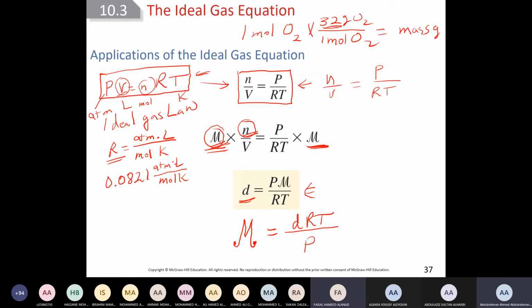So what's D? The density. What's the unit for density? Gram per liter. Don't forget the volume was in liter, and the density must be in gram per liter. If it's gram per milliliter, you have to change it to liter. What's the unit for T? Kelvin. And P? Atmosphere, exactly. As I said, I don't want you to memorize this equation. I want you to be able to derive it. You should be able to find it.